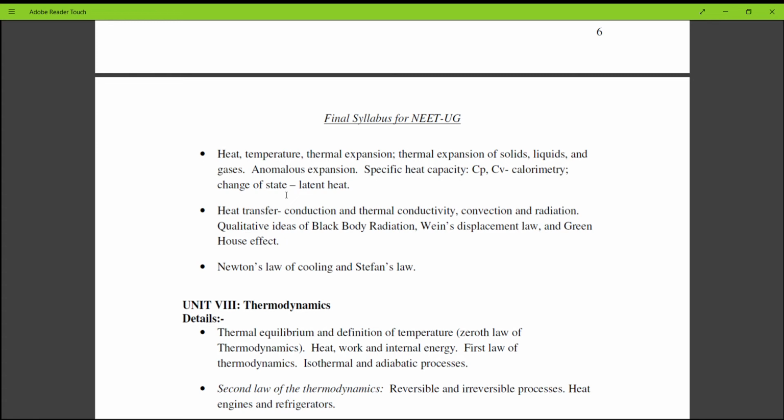Next topic is heat transfer, conduction and thermal conductivity, convection and radiation, qualitative ideas of black body radiation, Wien's displacement law and greenhouse effect. Next topic is Newton's law of cooling and Stefan's law.